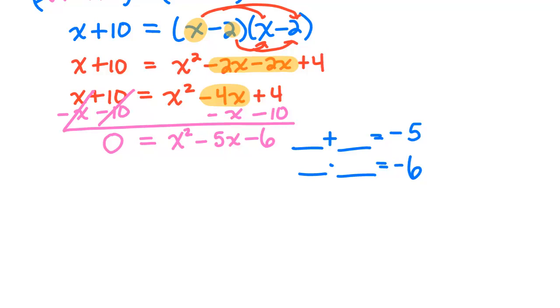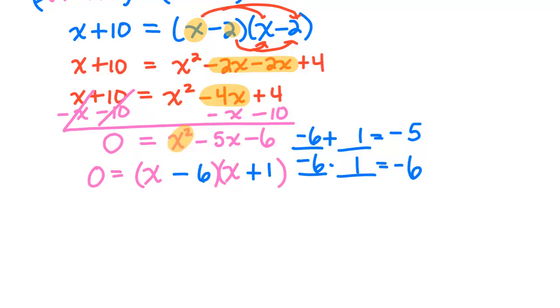All right, what are my two numbers here? -6 and 1. Thank you. -6 and a +1. So now I have the 0 equals. I'm going to take this trinomial, split it. Again, take the x squared, splits in half. So now I have an x and an x. And then my two numbers go in the second blank. I have the -6 and a +1. And then solve for x for each of those.